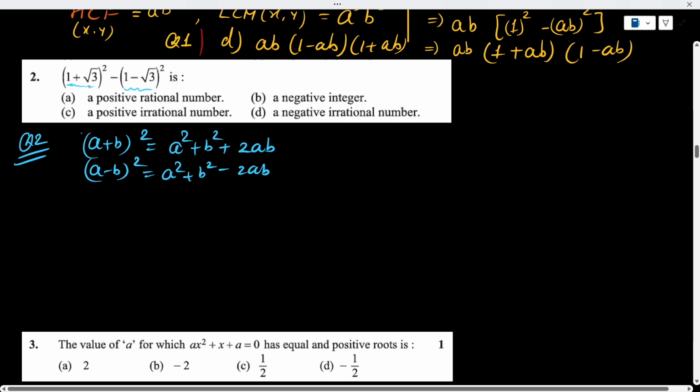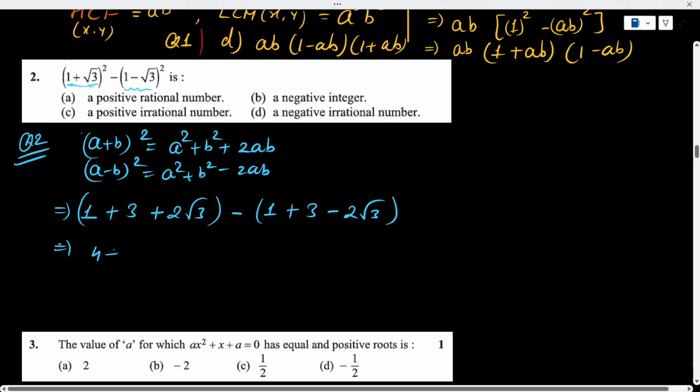a value is 1, b value is root 3. So if I do the simplification, it will be 1 square, which is 1, plus root 3 square is 3, plus 2ab. So it is going to be plus 2 times 1 is 2, 2 root 3, right? And because there is a minus sign in the middle, I'll use bracket. Now simplify the second bracket. It is 1 square, which is 1, plus root 3 square will be 3, minus 2 into 1, 2 root 3, right? Which is nothing but 4 plus, because you can add these two values, 4 plus 2 root 3. Then here, this is one bracket minus (4 minus 2 root 3).